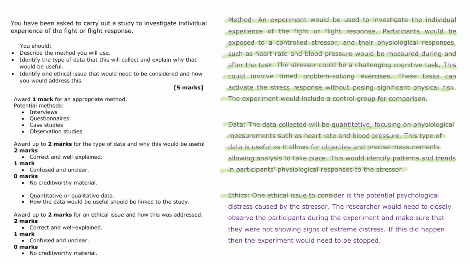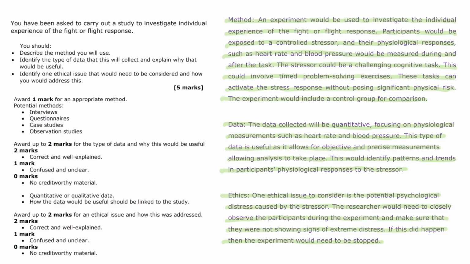Ethics. One ethical issue to consider is a potential psychological distress caused by the stressor. The researcher would need to closely observe the participants during the experiment and make sure that they were not showing signs of extreme distress. If this did happen, then the experiment would need to be stopped.